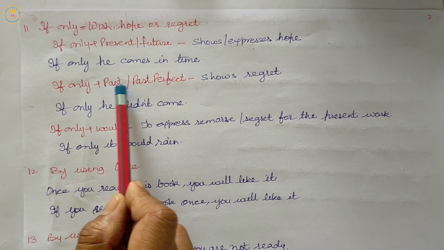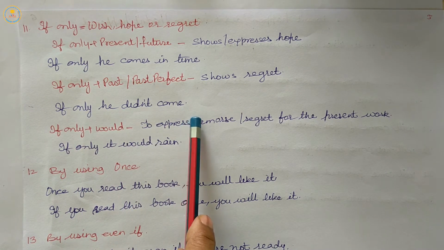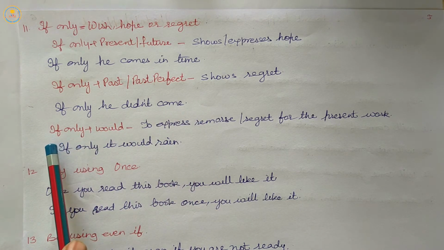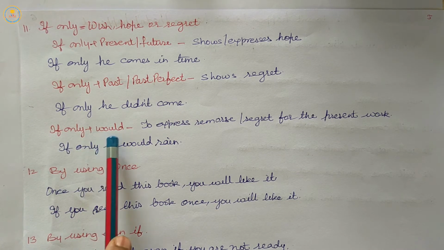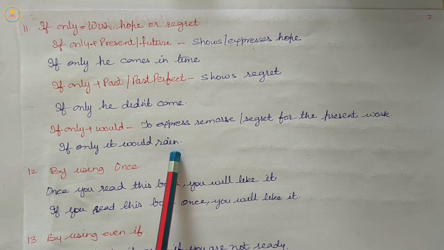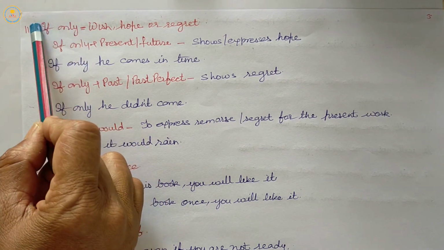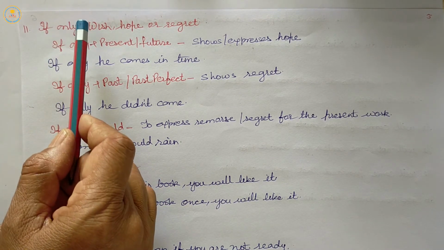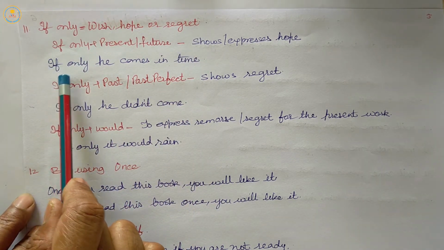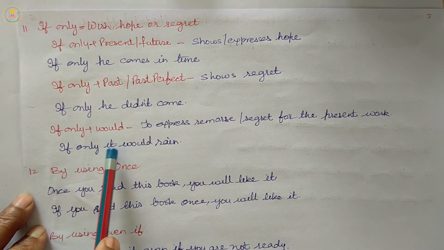If only plus past or past perfect shows regret. If only he didn't come. Next, if only plus would expresses regret or remorse for the present. If only it would rain. So, if only is used to show wish, hope or regret. Example, if only he comes in time. If only he didn't come. If only it would rain.